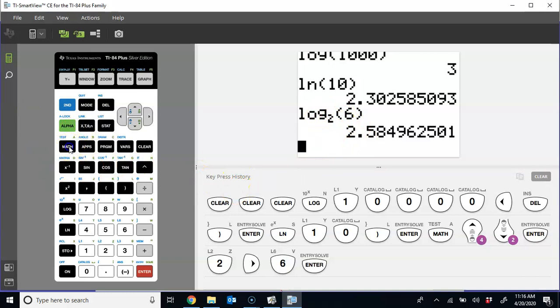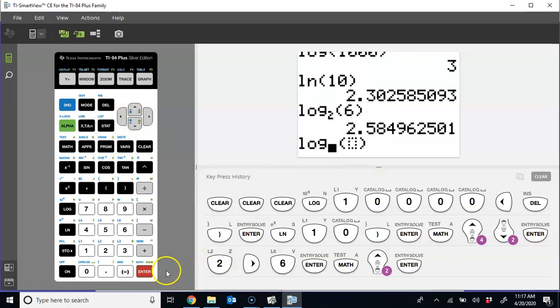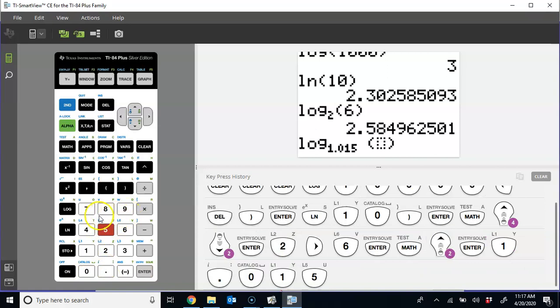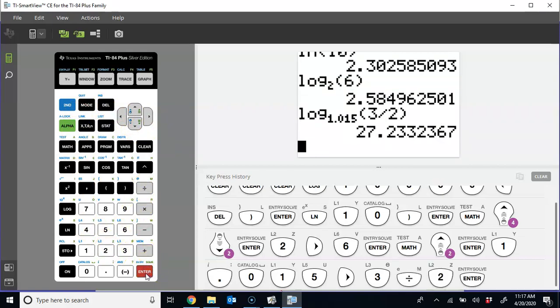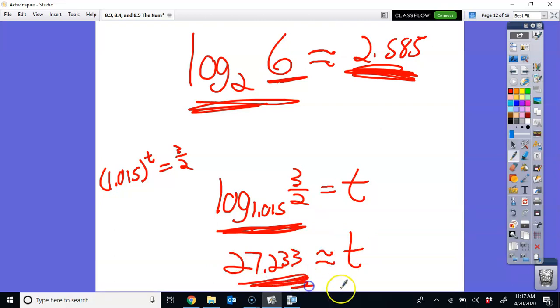You can do the same thing if you go back to math, go down to the bottom of the list, log base, and I could say 1.015. Remember, that's my 1.5% interest every year. And I was looking for $3,000 with a beginning amount of 2,000. So 3,000 divided by 2,000 was 3/2. Press enter. 27.233 years. What that tells me is the time that it's going to take me, 27.233 years to get to $3,000.